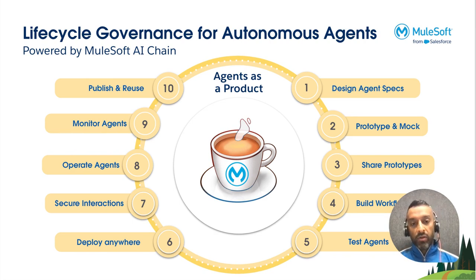And once you have done all this, where to deploy your agent. This is also something you need to think about. Deploy it anywhere, on premise, in a hybrid setup, or on cloud. Secure the interaction, operate the agents, monitor.